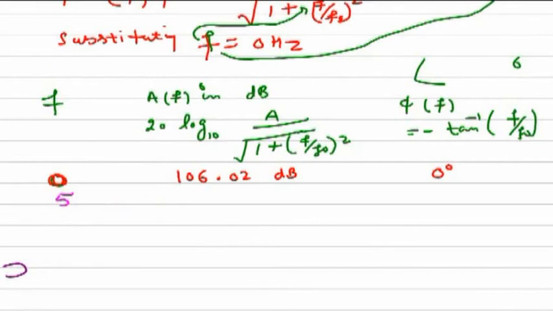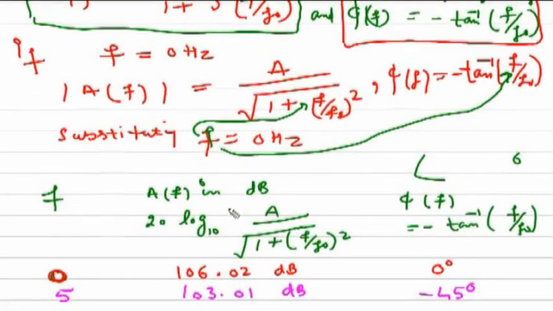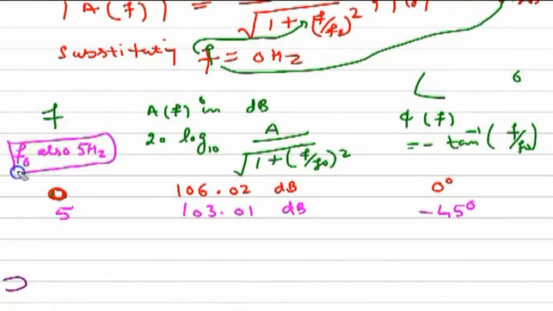Now we take the frequency 5 Hz. The gain comes down slightly, to 103.01 decibel, and there is a large change in the phase, it is minus 45 degrees. Sorry, minus 45 degree, not Celsius. Keep in mind that 5 Hz is the frequency which is called the break frequency.